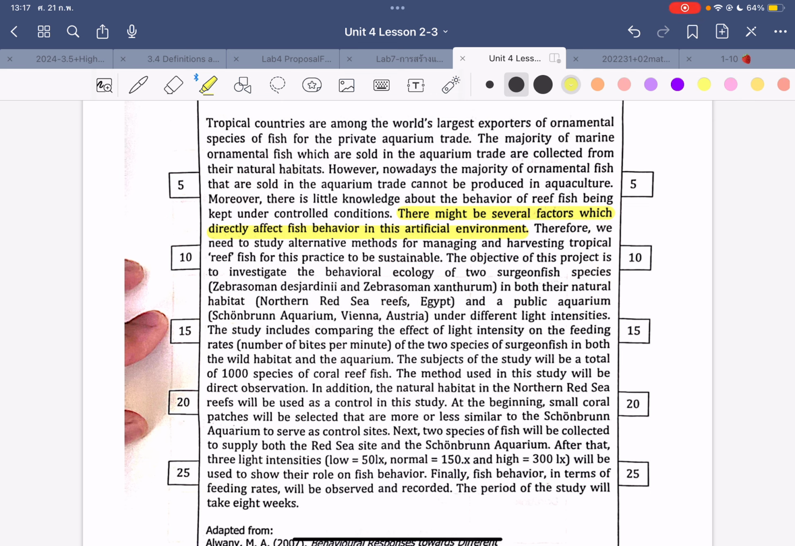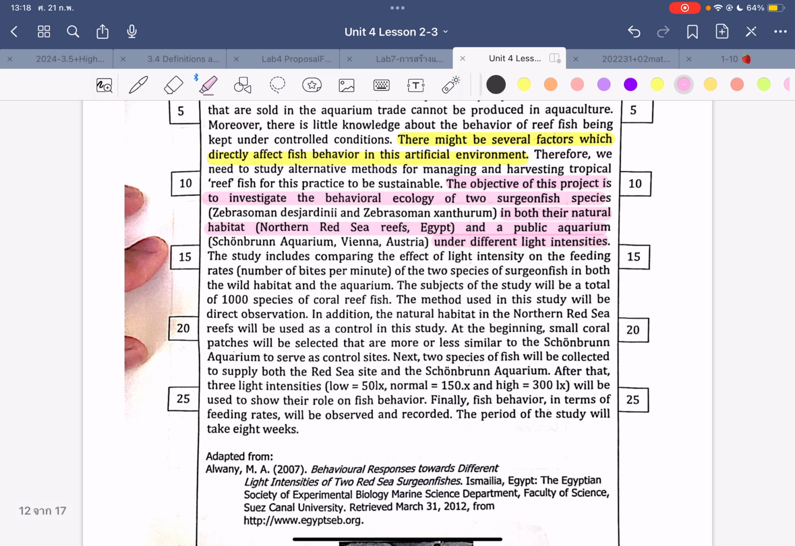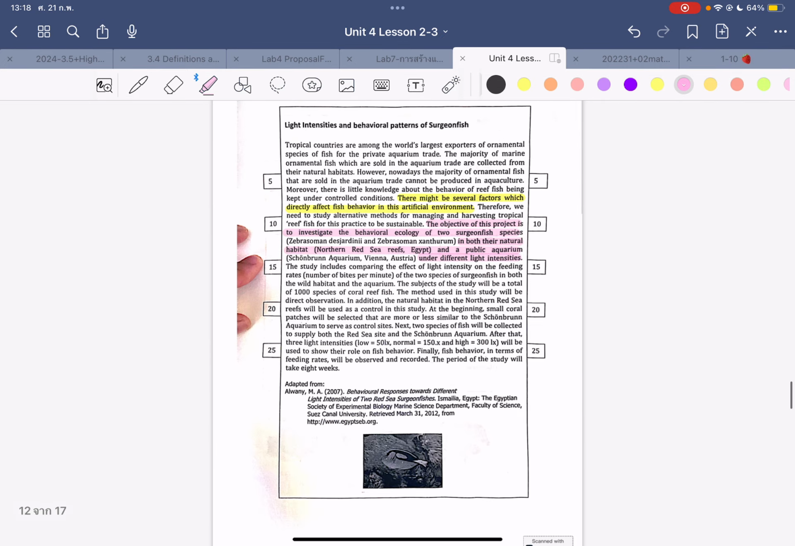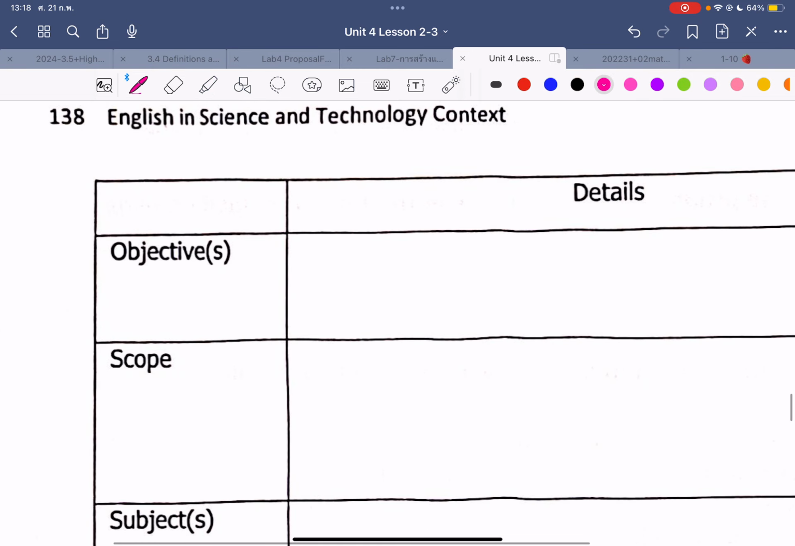Yes, so the tropical countries, they are among the world's largest exporters. They send that item to another country. Importer is when you bring from some other country. So the tropical countries, they are the largest exporters of ornamental fish. What is ornamental fish? Can you eat it? Ornamental fish, no, you don't eat it. It's for decoration. Yes, okay, and the majority of this fish are collected from the natural habitat.